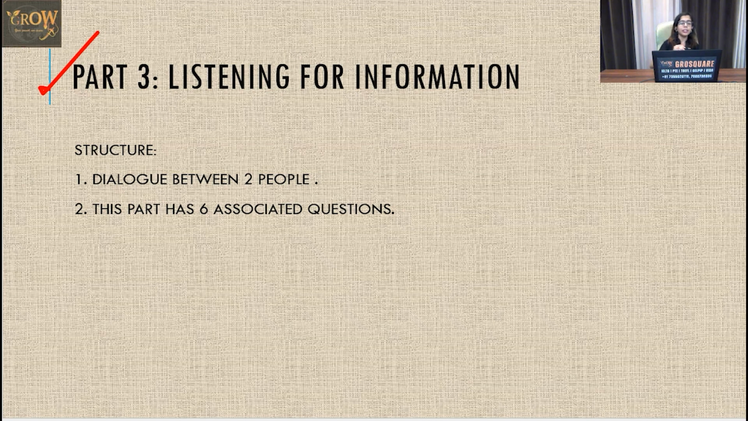This is part 3. In this section, we need to listen for information. The structure is that the dialogue would be between 2 people, and this part has 6 associated questions, right? It's very simple. We are listening for information. There would be a conversation between 2 people. We would be listening, and we would be just marking the information in our MCQs, right?